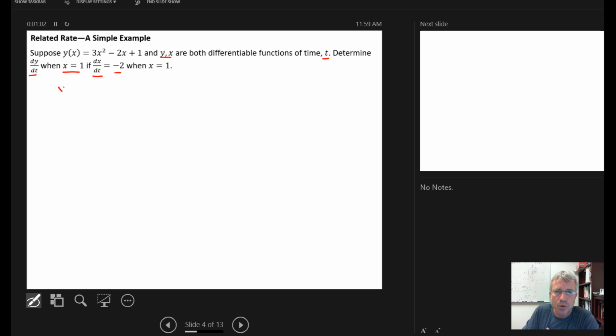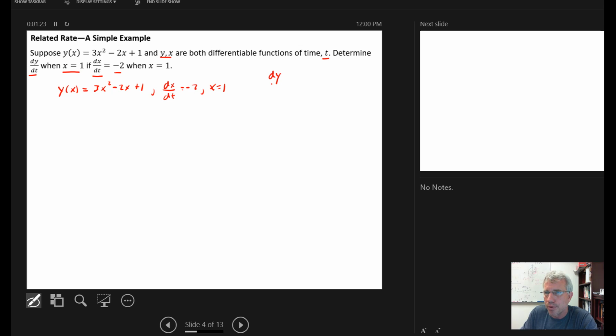So usually you go ahead and write down the information you've been given. So we know that y of x equals 3x squared minus 2x plus 1. We know that dx/dt is negative 2 when x equals 1. And we're being asked to find dy/dt.